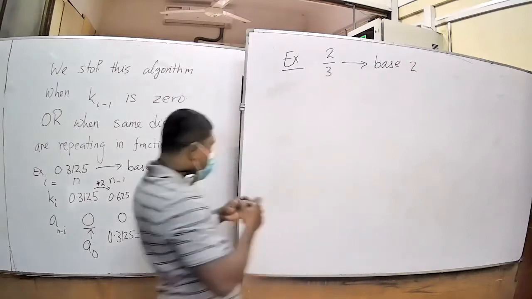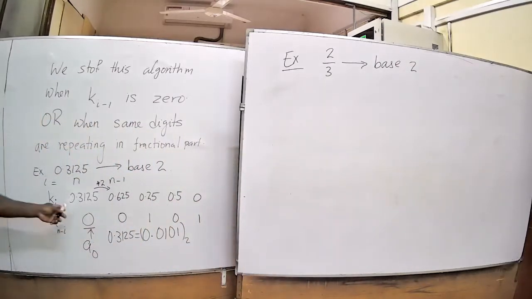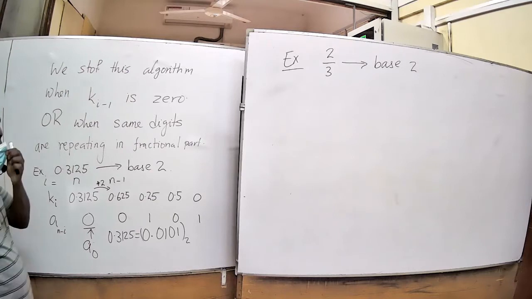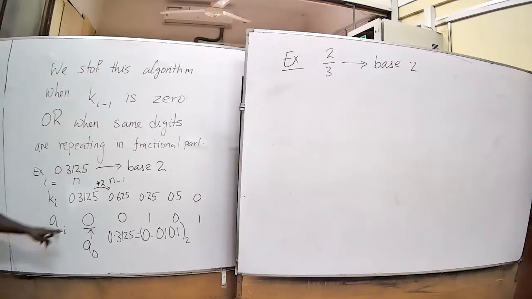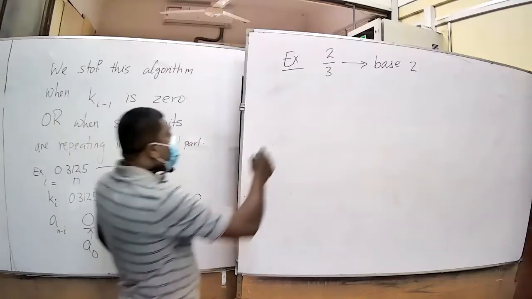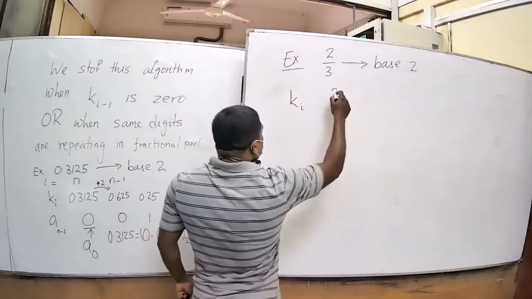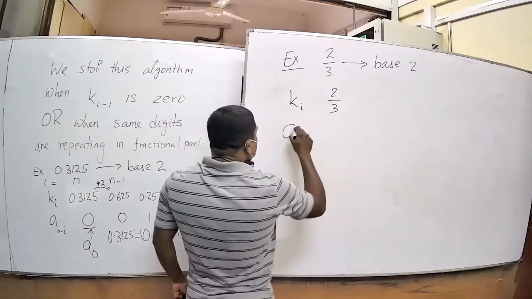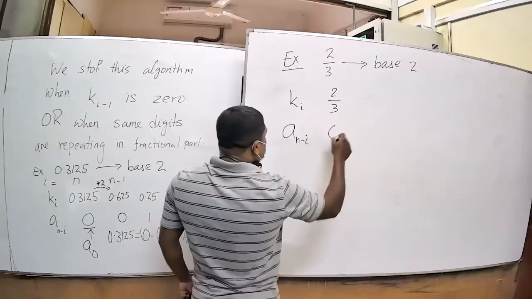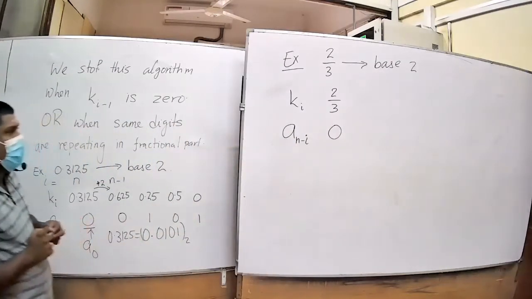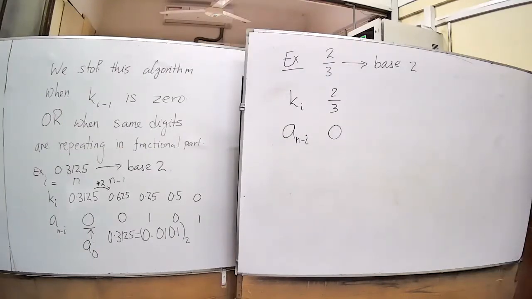So instead of keeping that in decimals, you can keep the number as a fraction as well. That is also fine. But the procedure is the same. So always you start with this: you set k_i to 2 upon 3, and a_(n minus i). The first term is always 0, so you don't need to worry about that.